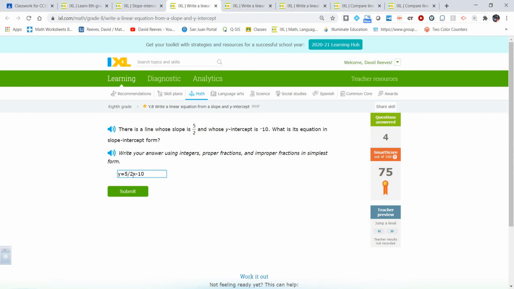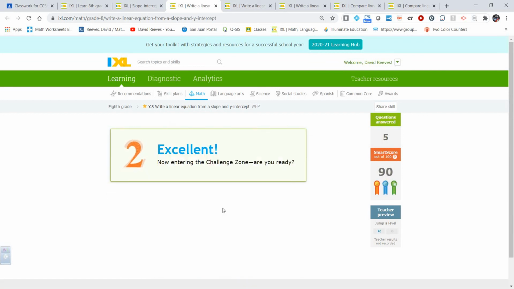This is a little bit confusing here because this could be 5 divided by 2x. I think they'll take the answer that way. Let's see what they do. All right, they do. Same idea here.